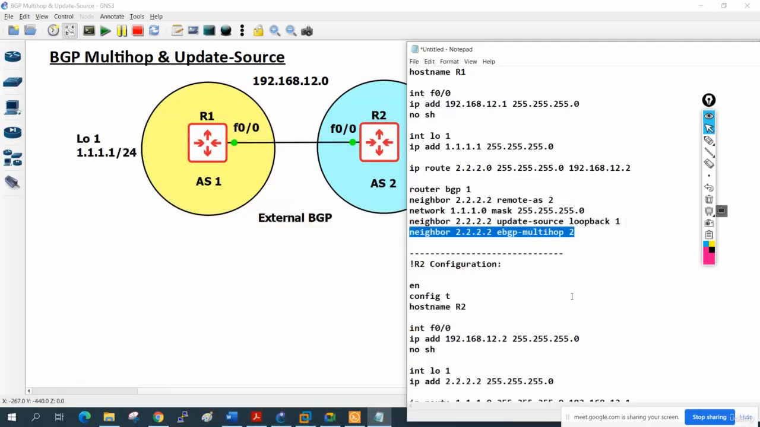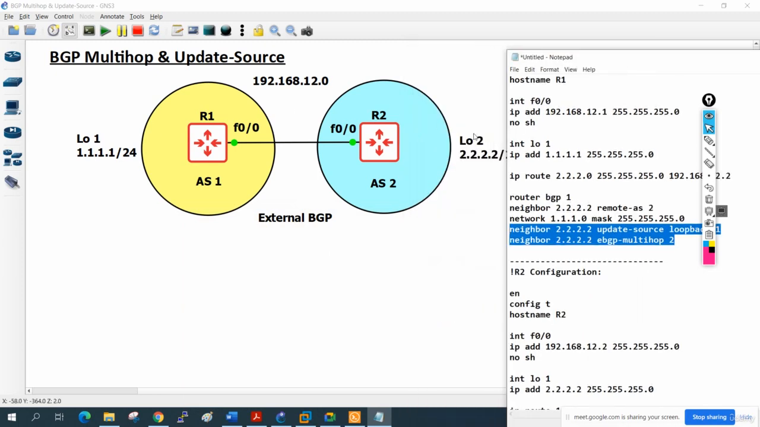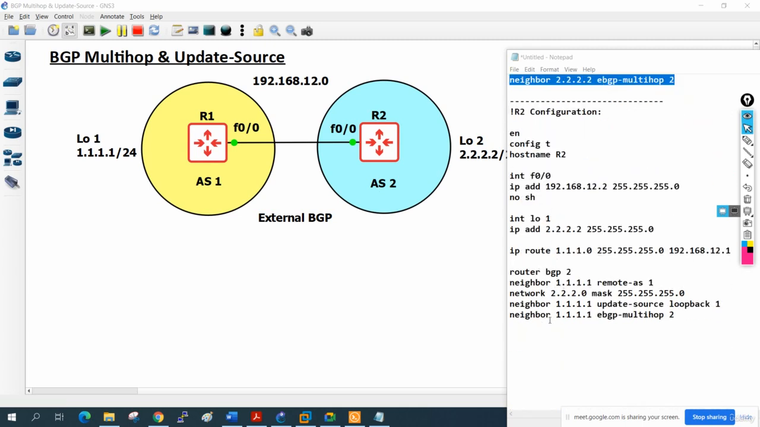Okay, so the simple thing is, these two commands are extra. We need to remember, whenever we are making the neighborship from the loopback, we need to say update source loopback, and we need to define our loopback. We need to say to the neighbor, this is my neighbor. So I am saying neighbor 2.2.2.2 update source loopback. Our loopback, we need to give loopback 1. And we need to say the same thing to R2 also: neighbor 1.1.1.1 update source loopback, our loopback. Here I use loopback 1, so I need to write loopback 1.